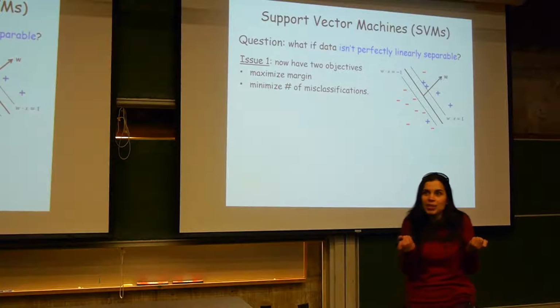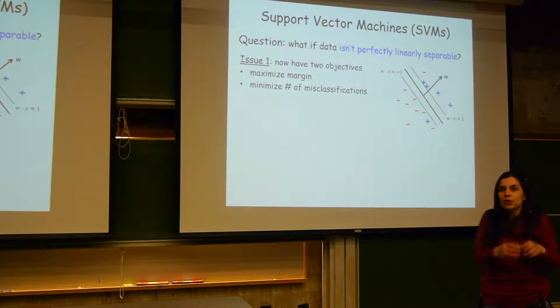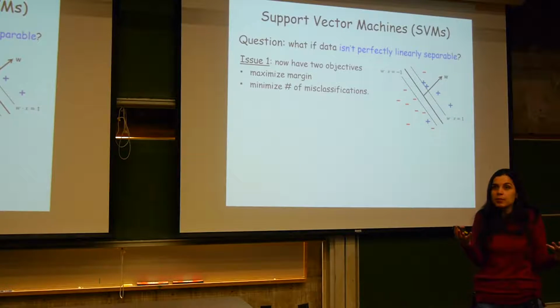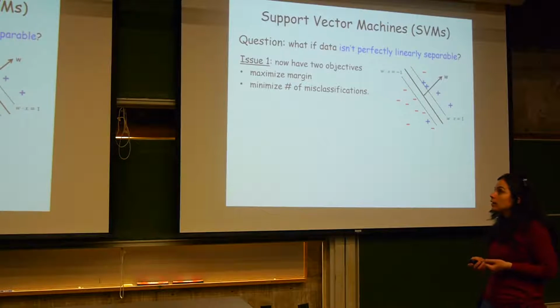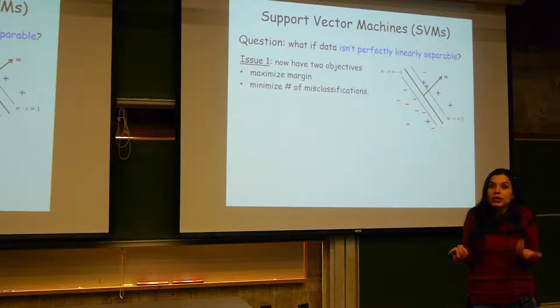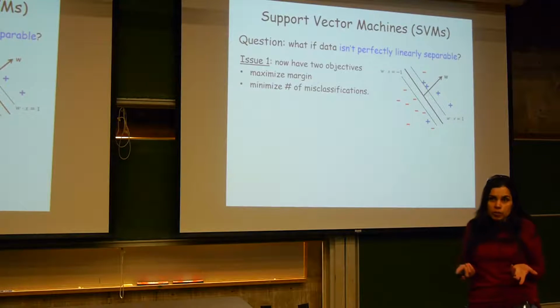But from the way I describe it, I already put in two objectives. I said I want to have a margin as large as possible, and I want to minimize the number of mistakes. So these are two objectives. So it's really a multi-objective problem, right? And I have to somehow trade them off, right, when I have a multi-objective problem.